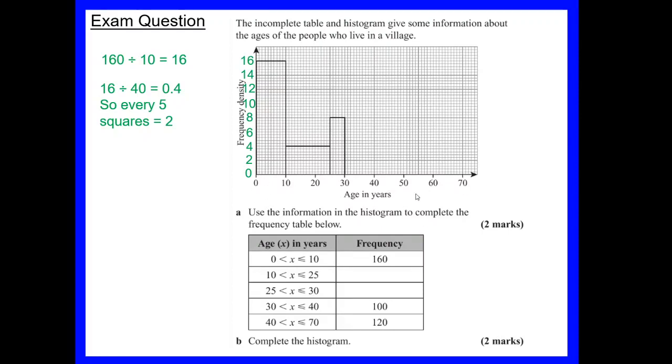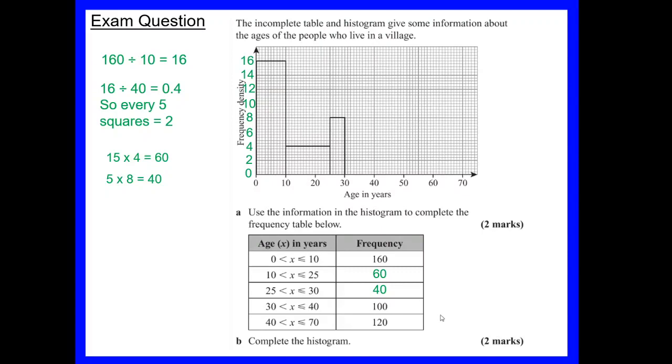Now that we've got our axis fully labelled, we can now find the frequency of the second bar. Remember, the frequency is the same as the area. From 10 to 25 is 15 wide. We can see it's 4 high. So 15 times 4 means that bar has a frequency of 60. Our next bar then from 25 to 30 is 5 wide by 8 high. That gives us a frequency of 40. So that's our first 2 marks. We have to do quite a bit to get those first 2 marks.